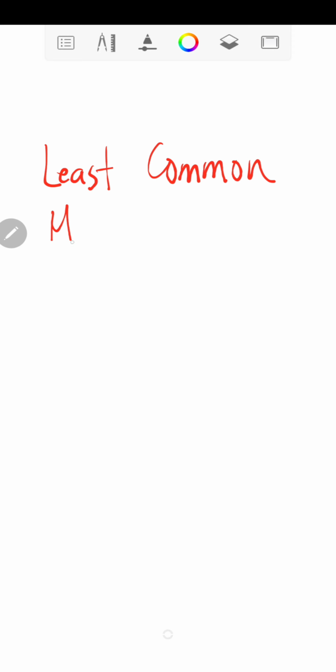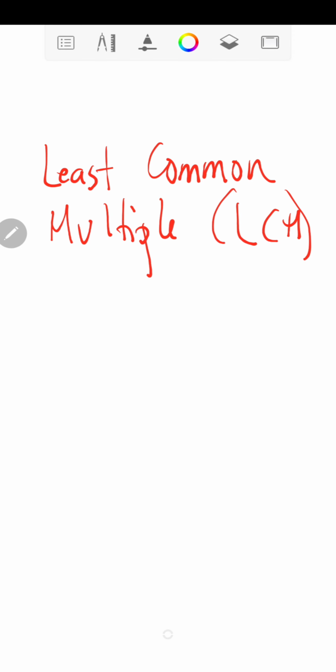And now let's talk about the least common multiple, or LCM. To find the LCM of two or more given numbers, you write the prime factorizations of the given numbers and find the highest power of each factor that occurs in any of the factorizations. The product of these highest powers is the LCM.